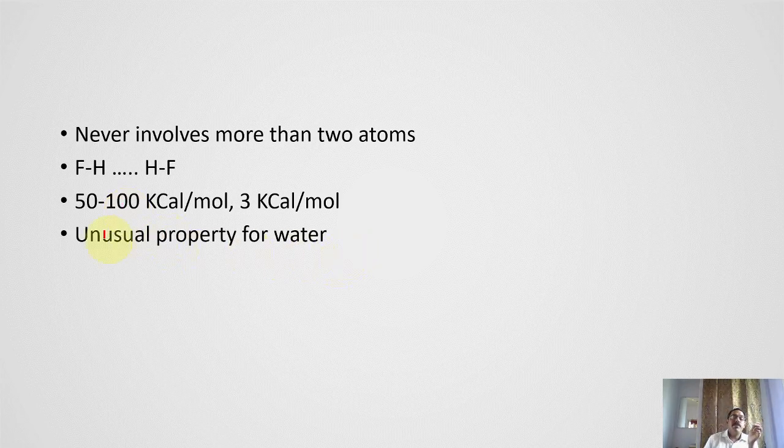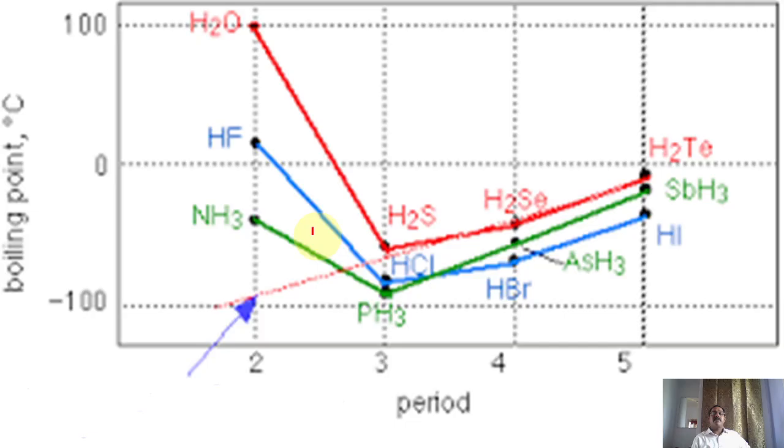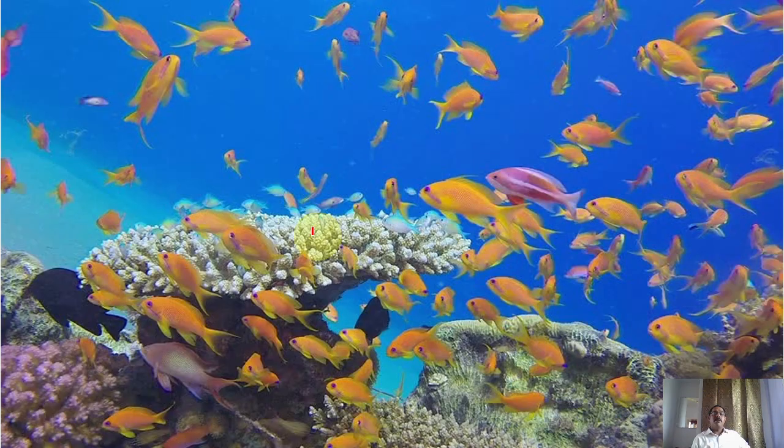So the last one which we are going to discuss is the unusual property of water. In the beginning of the class, I asked how does the fish live, in case all the water becomes ice, as we have seen here. With that only we started. Fish live only in water, and the solid form of water is ice.